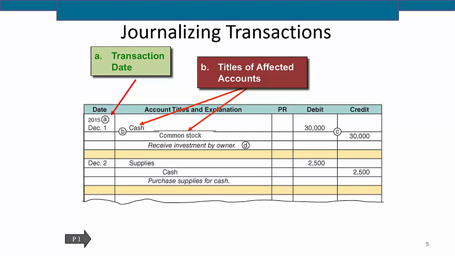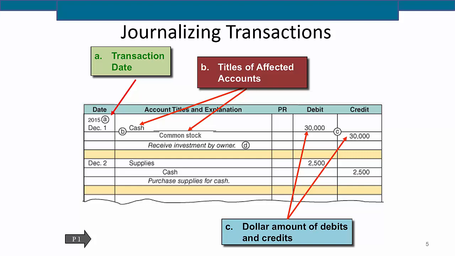Here, the cash account is an asset account that has increased. We show increases in assets with a debit to that account. The common stock account is also increased, and we show increases in equity accounts with a credit. The dollar amount is placed in the appropriate debit or credit column. In this case, the cash account was debited for $30,000, so we place that amount in the debit column. Common stock is credited for $30,000, so we place that amount in the credit column.